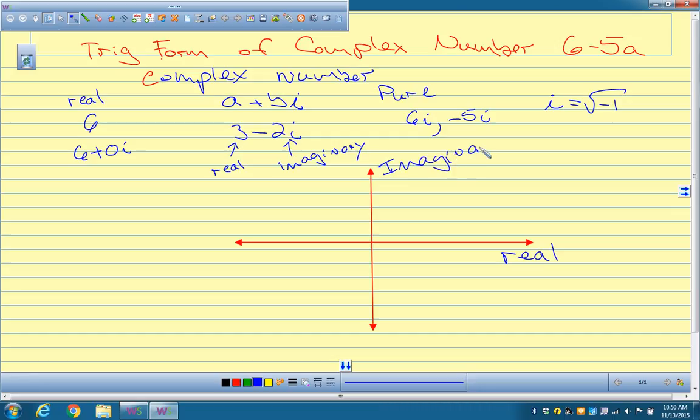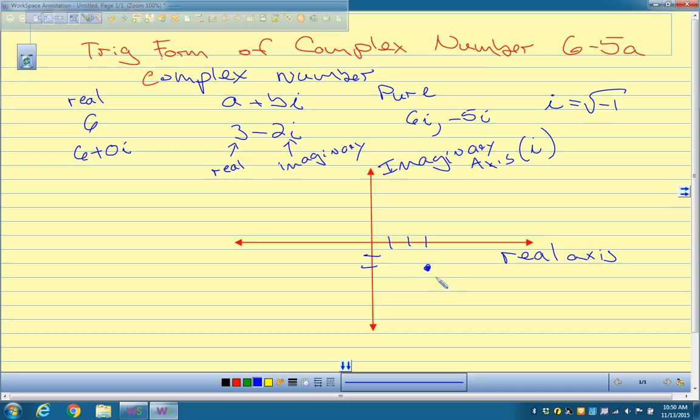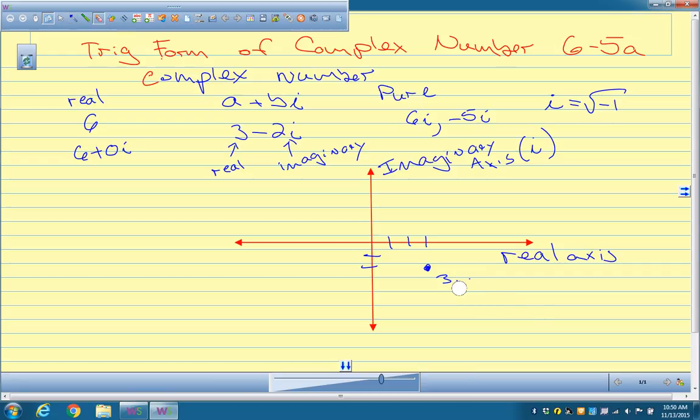And so if I want to plot a point in the complex plane, for instance, this one over here, 3 minus 2i, this is like the i-axis up here, and this is like the real part. So I would go over 3, 1, 2, 3, and then I go down 2. Okay? So this is the point 3 minus 2i down here in the imaginary plane. 3 minus 2i would be right there.